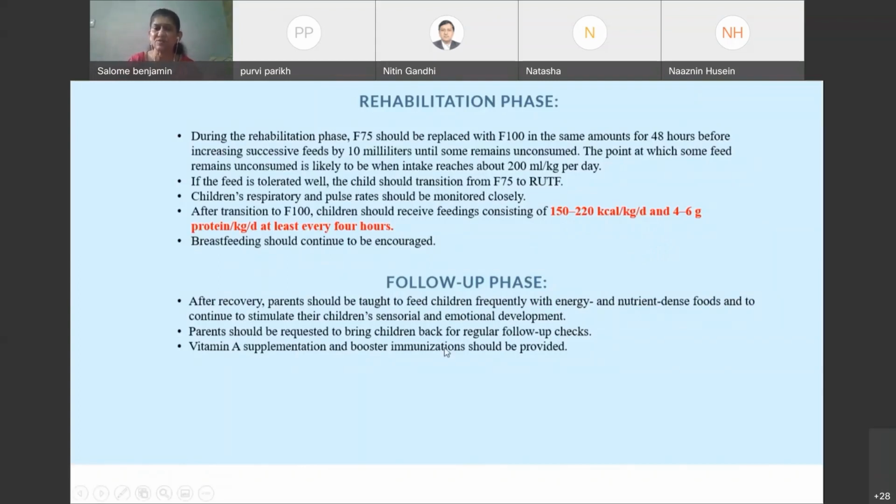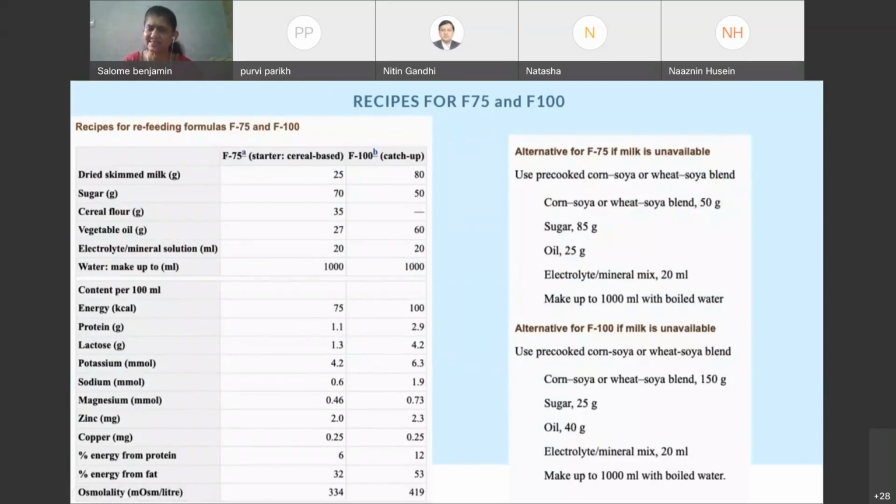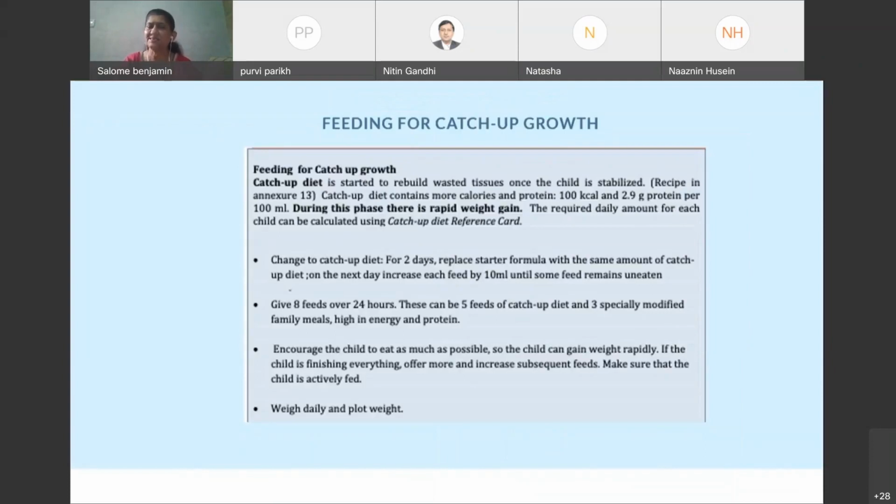Okay, then comes your follow-up phase, and these are the recipes which you also can see on the website. I'm not going to spend time on that. This feeding for catch-up growth is there. As the child gains weight, during the rapid weight gain, you will increase the calorie, increase the protein, 100 calorie, then 2.9 gram protein per 100 ml, and you will initiate the dense feeding through tube or oral plus tube, NG tube also should be given.